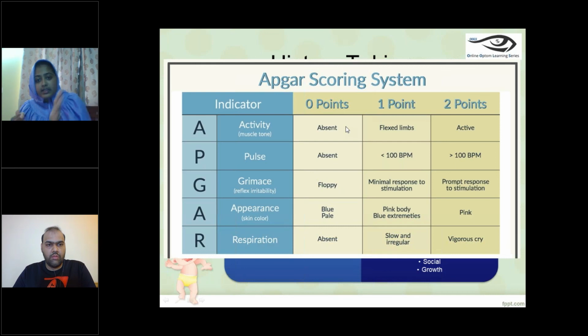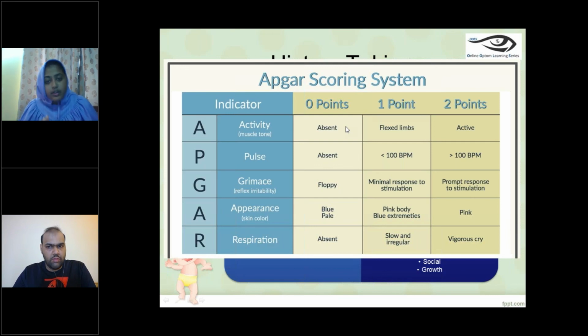So basically, that is how they will give the point system, based on 5 criteria. For each criterion, they will give a score. So for example, I have a baby and for activity they have given 2. For the pulse it's given a 1. For the grimace it's given a 1. For appearance it's given 2, and respiration it's given 1. So the total would be 7.